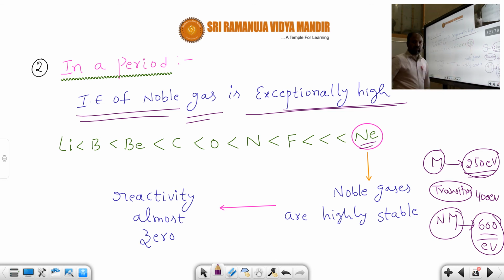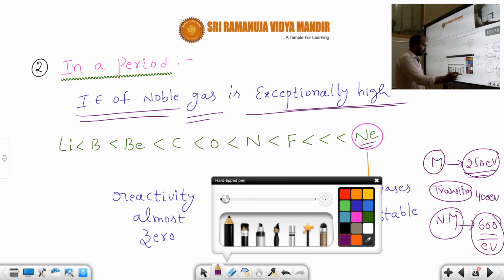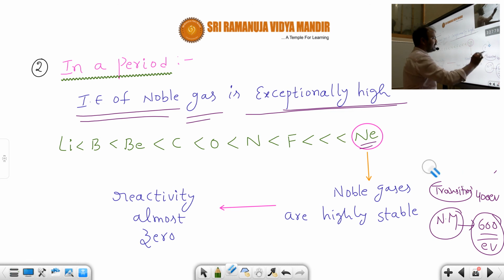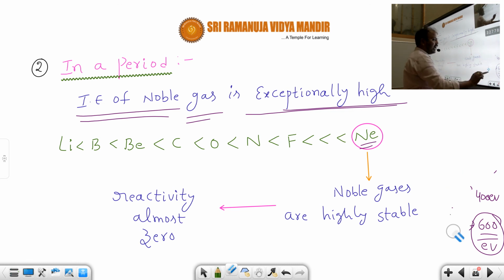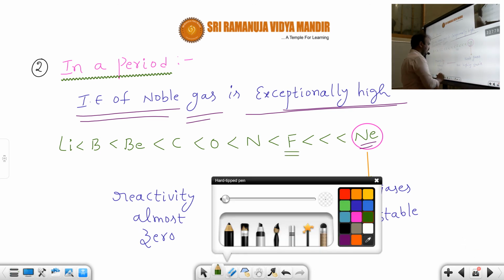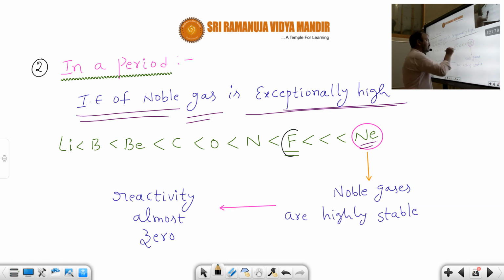Neon is a non-metal as well as a noble gas, because gases are always non-metals, we know that, and it is also a noble gas. Generally, noble gas ionization potential values are very high compared to non-metals. Here fluorine is a non-metal. Neon is also a non-metal, but it is a noble gas. So that's why noble gas values are exceptionally very high.